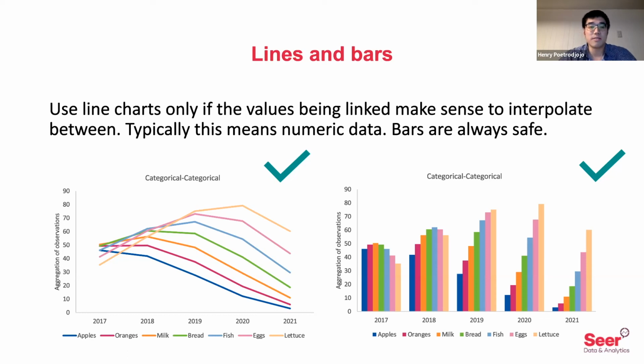Again, bar charts are always safe. So in general, you can always represent your data as a bar chart, as you can see on the right. So in 2017, we have our own set of bars and different colors to differentiate between these different categories.